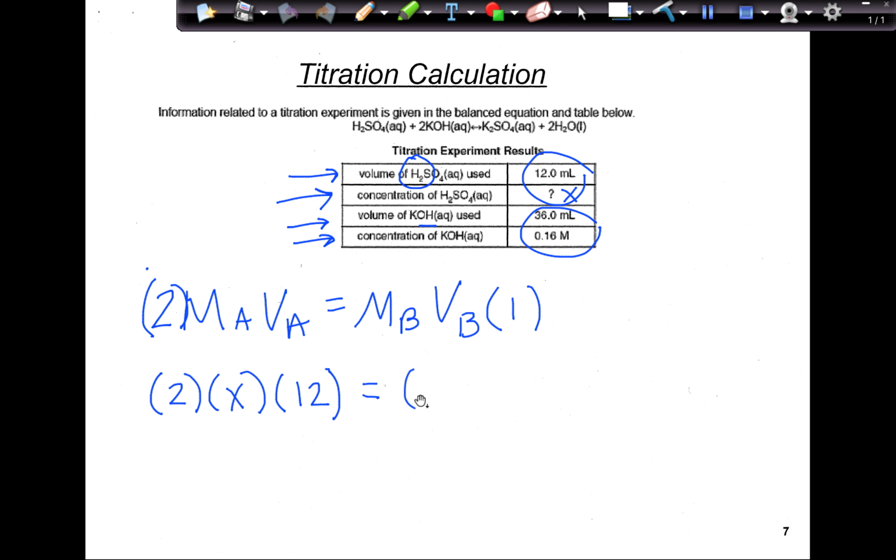This would be exothermic, whereas here, Br2 looks like this, whereas the Brs are separate from each other. So this is breaking a bond, which means that this is endothermic, or absorbing energy.